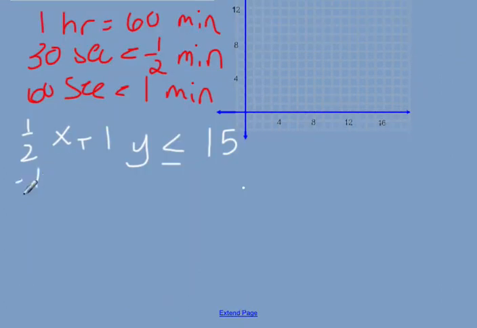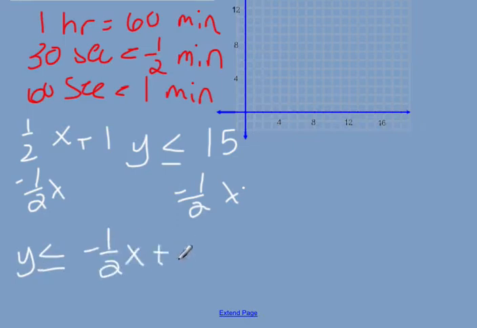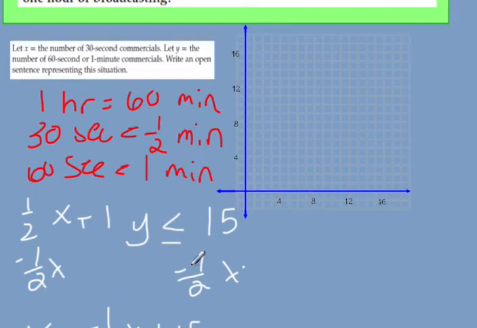So to solve it for Y, I'm going to go ahead and subtract 1/2 x from both sides. So then I get Y is less than or equal to negative 1/2 x plus 15. So now I'm ready to graph this. So we're crossing the y-axis at 15, which is right here.